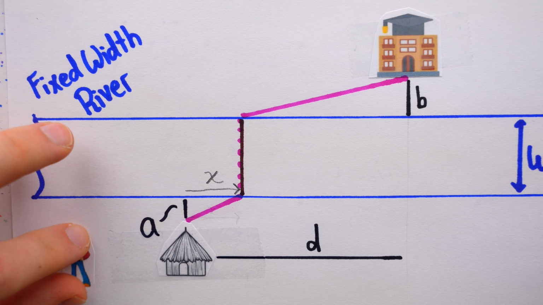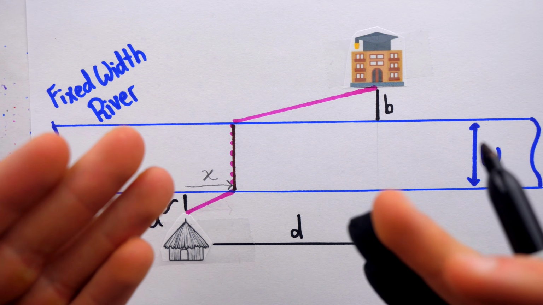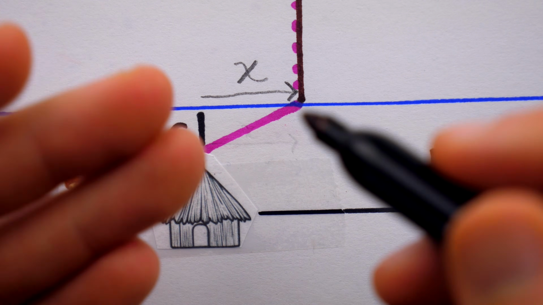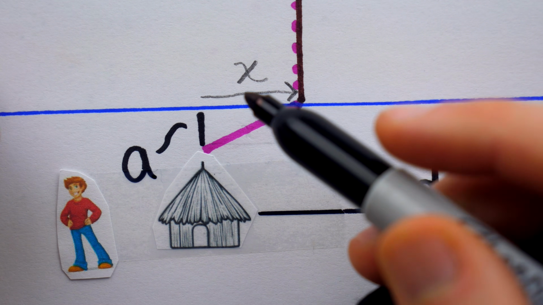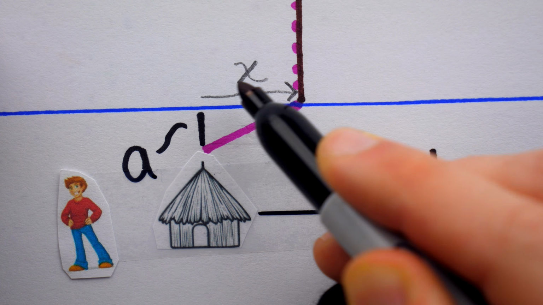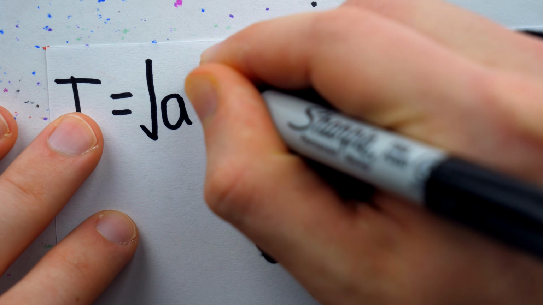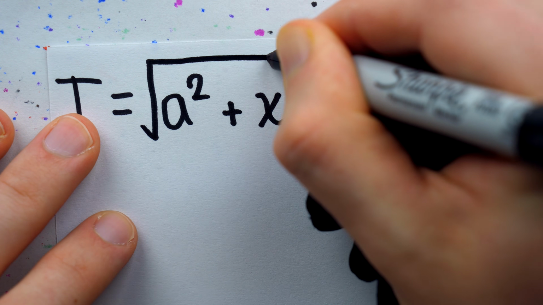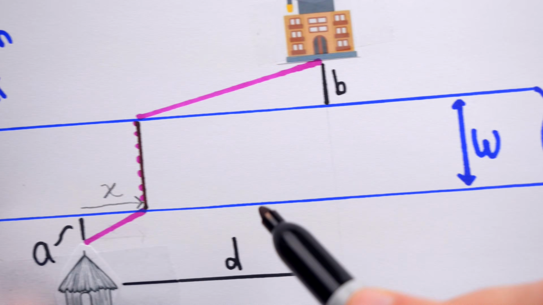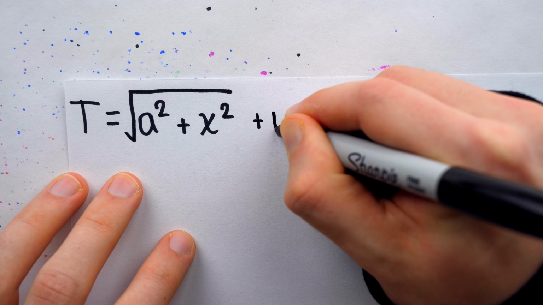He then knows, based on the placement of his bridge, exactly how far he'll have to travel each day. The first leg of the trip, from the hut to the bridge, by the Pythagorean theorem, or the distance formula, is just the square root of a squared plus x squared. That's the length of this segment. And we'll let big T represent the total distance of his trip. Then, when he crosses the bridge, well, it's across the fixed width river, which has a fixed width of w. So we'll add a w to the total distance.